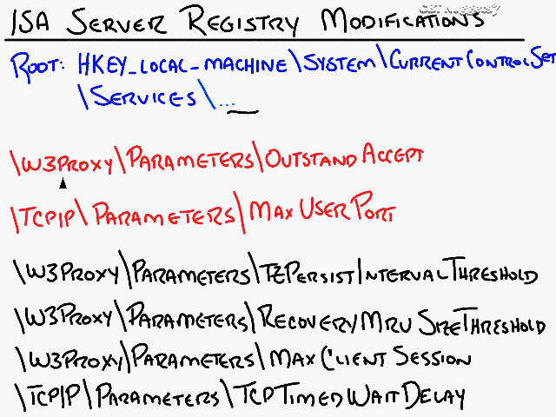First off, the ones in red. The reason they're in red is because they're already existing in the registry. You just change what the default is. These other ones in black are keys you actually need to add to the registry. They don't exist right now, and you have to add them one at a time to tweak the ISA server settings. So first off, the W3Proxy Parameters OutstandAccept. What the OutstandAccept is, is the number of accepted pending connections before new connection requests are rejected.